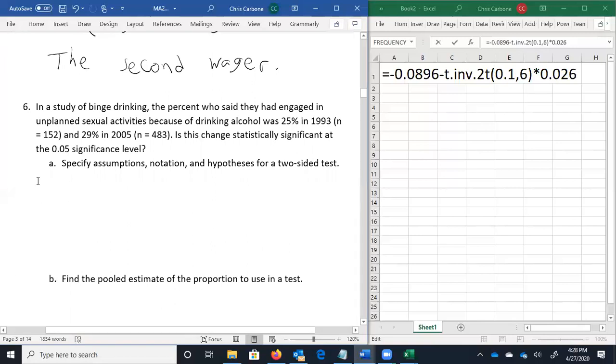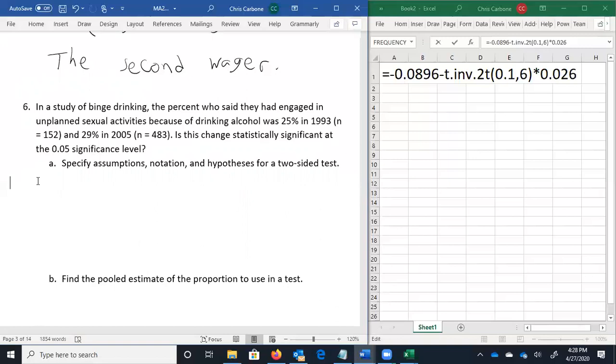Again, it's long. But for number 6, I have, in a study of binge drinking, the percent who said they have engaged in unplanned sexual activities because of drinking alcohol was 25% in 1993, with a sample size of 152, and 29% in 2005, sample size of 483. And we want to know, is this change statistically significant at the 5% significance level? And we want to specify the assumptions, notation, and hypotheses for the two-sided test.